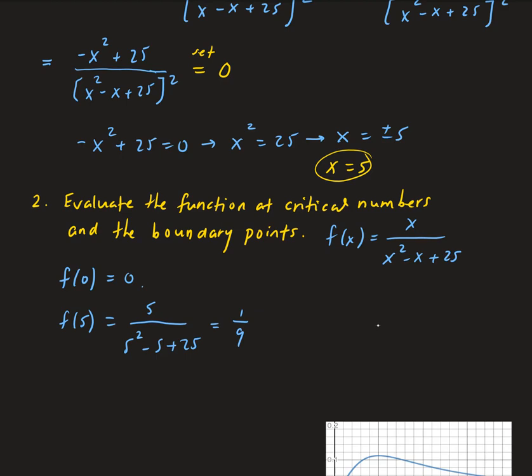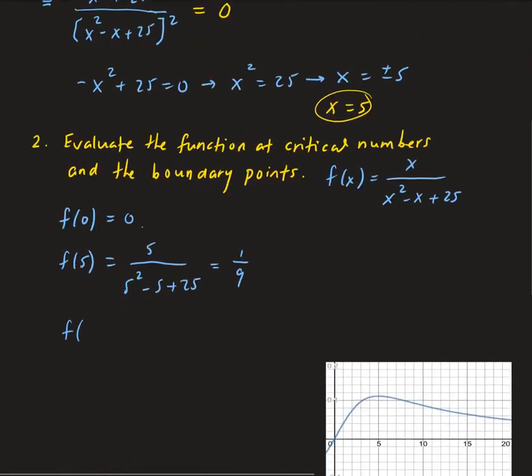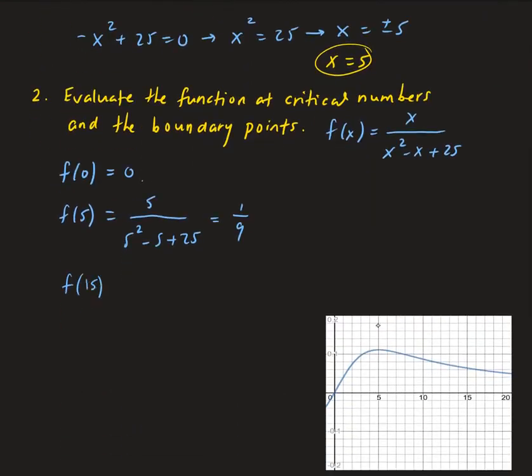After we reduce it, and then for the next one we have f of 15. So we have 15 divided by 15 squared minus 15 plus 25. And so we end up getting 15 over 235, and that reduces to 3 over 47.